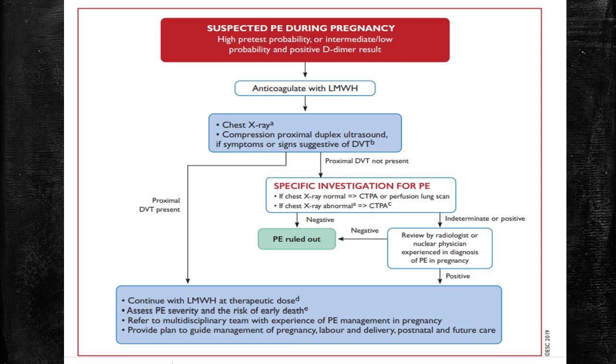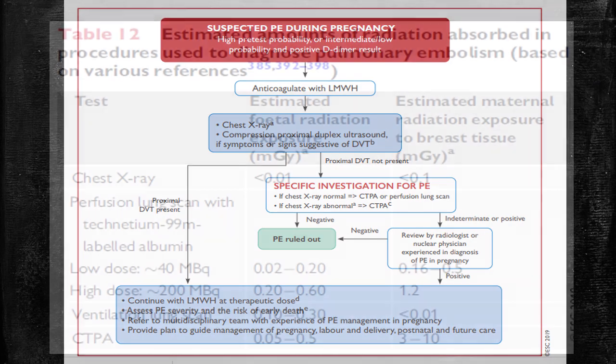But if the proximal deep vein thrombosis is not present, then specifically you have to review the chest X-ray. If the chest X-ray is normal, you have to go for a CTPA or perfusion lung scan. If the chest X-ray is abnormal, definitely go for a CTPA. Well, it will rule out the pulmonary embolism, so no need of any other treatment. And if it is conclusive of pulmonary embolism, again you have to go for the treatment.